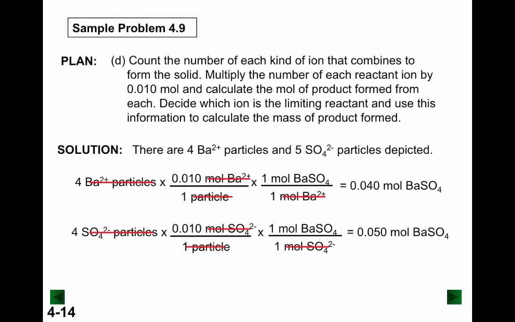Now that we have these equations, we can count the number of each kind of ion that combines to form the solid. Multiply the number of each reactant ion by 0.010 moles and calculate the molar product formed from each. Decide which ion is the limiting reactant and use this information to calculate the mass of product formed. Try doing this even though the solution is given to you on the bottom of this slide. Notice that the barium ion will produce the product in the smallest amount and therefore is the limiting reactant. Using moles of barium sulfate formed from the barium ion, calculate the maximum amount of barium sulfate that can form.